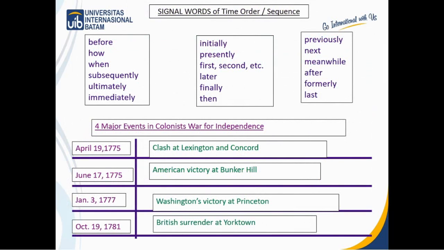To use signal words for time order or sequence, you can use transitional words such as before, how, when, immediately, initially, presently, and so on.